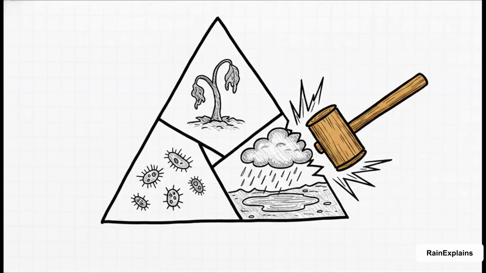If you can alter just one of these elements, like, say, fixing the environment, you can completely shatter the triangle and stop the disease dead in its tracks.